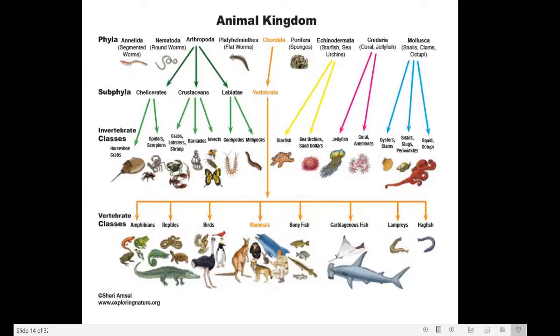All vertebrates are concerned in the Chordata. And Porifera, it's all the sponges, which are living things. It comes under the animal kingdom. Echinodermata, it's starfish and sea urchins. And Cnidaria, it's coral and jellyfish. Then Mollusca, it's snails, clams, and octopuses.